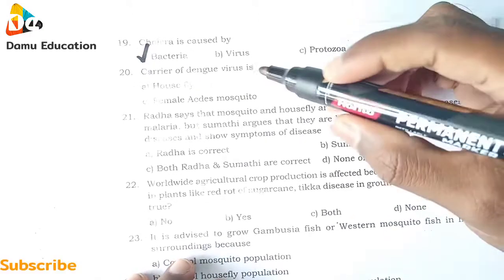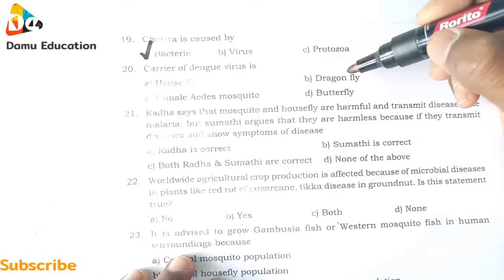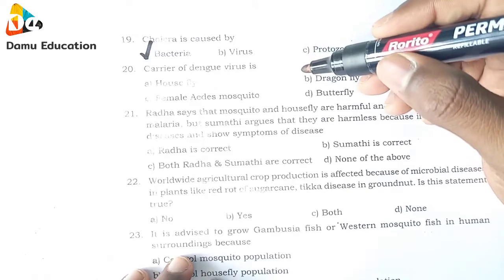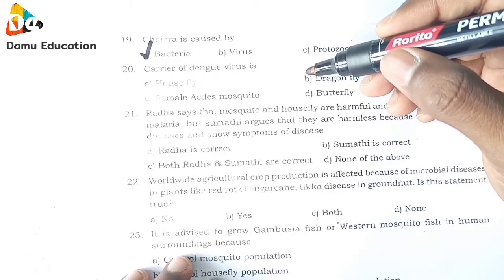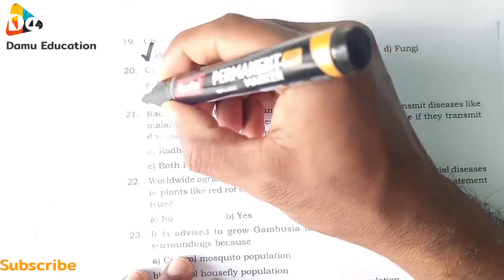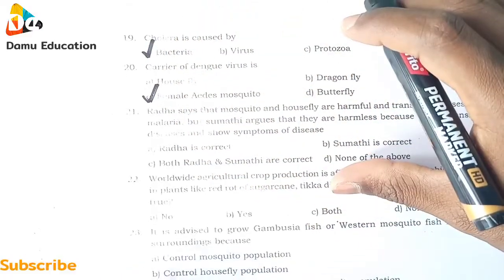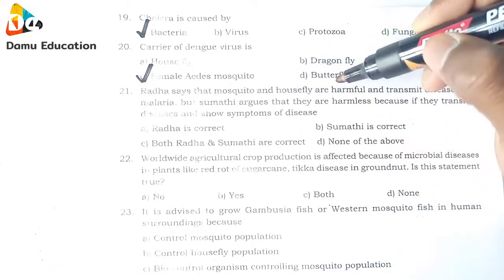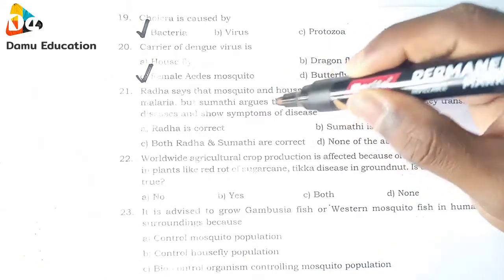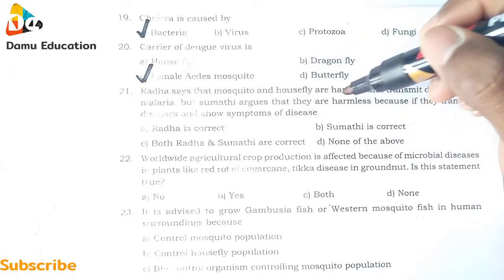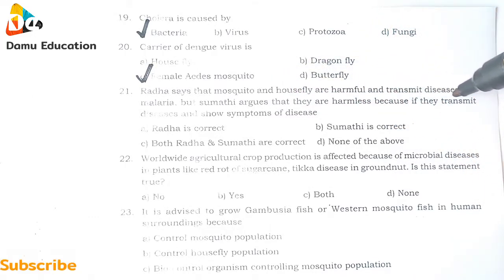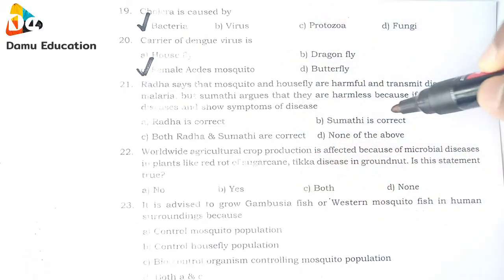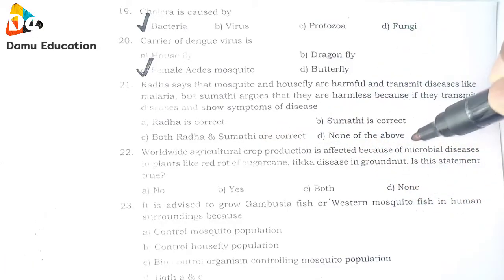Then the carrier of dengue virus is housefly, dragonfly, female Aedes mosquito or butterfly. So it is telling dengue virus, that is the female Aedes mosquito. So option C. Next one. Radha says that mosquito and housefly are harmful and transmit diseases like malaria, but Sumati argues that they are harmless because if they transmit diseases they show symptoms of disease. Radha is correct, Sumati is correct, both are correct, none of the above.